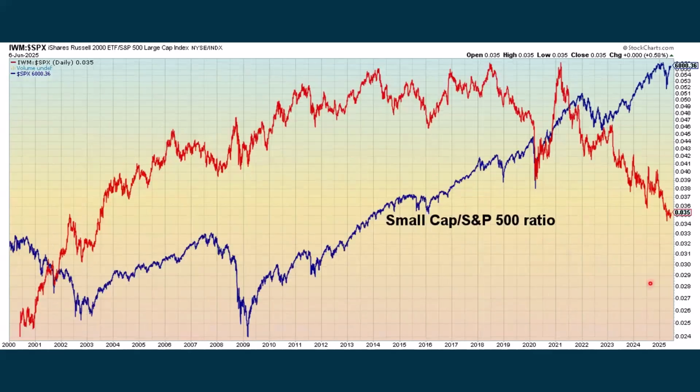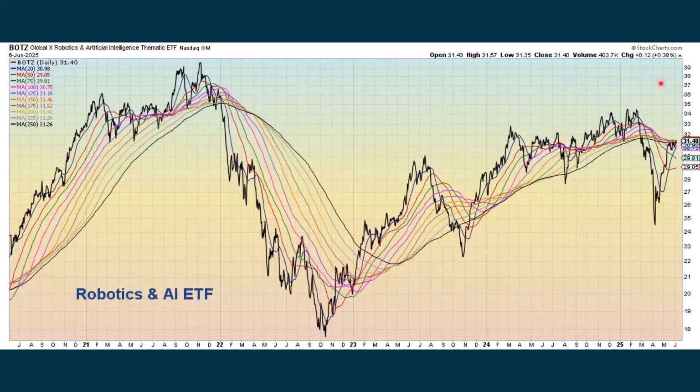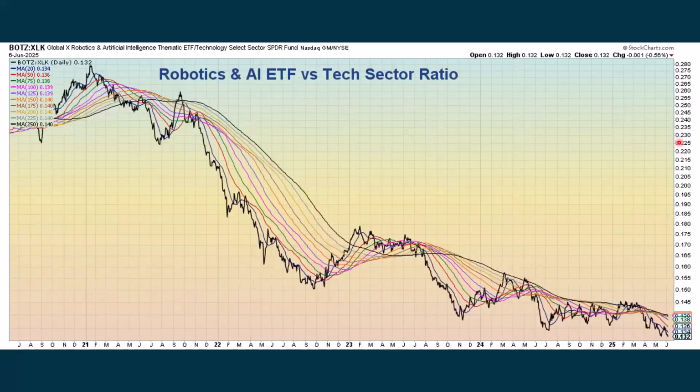This is that same chart. The red line is that ratio we just looked at. And you can see how this ratio has been going down for quite some time. And the blue line, that's the S&P, where it's been holding up a lot better. And we look at the robotics and AI ETF, kind of chopping along sideways, but at least holding up inside of this rainbow. But when we compare the robotics and AI ETF to the tech sector, it's actually underperforming, which is strange because AI is all the buzz these days.